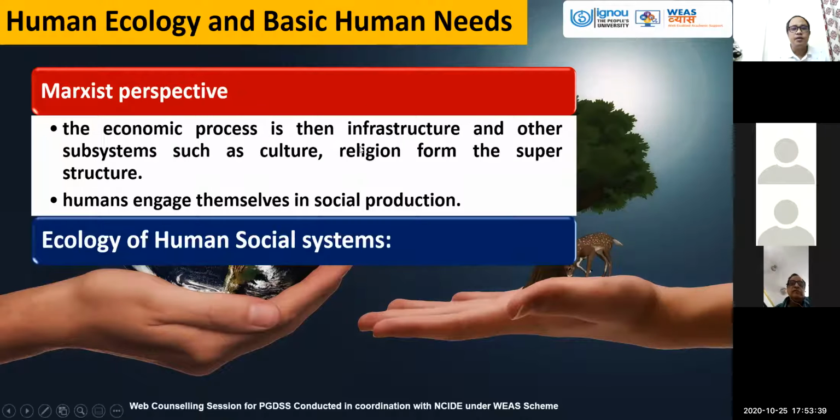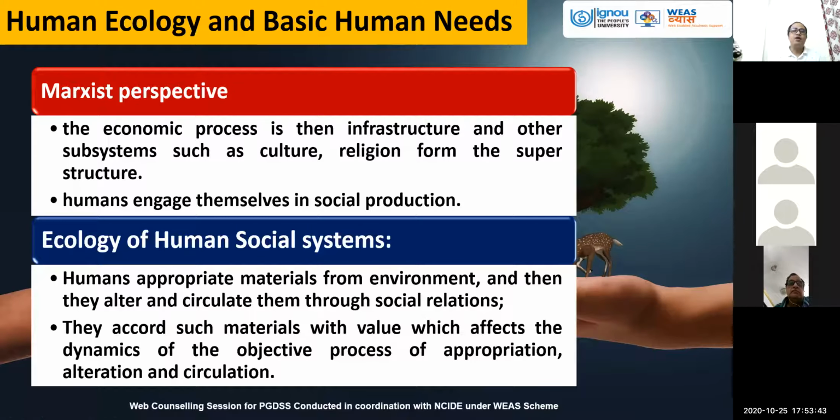Then, from the ecology of human social systems perspective, we see that humans appropriate material from the environment. We entirely depend on the existing necessary resources, and then we alter and circulate them through social relations. We have seen that in human civilization. Once we used to follow the barter system; now we are using currency, and money is a medium to share our resources from one community to another. In that way, we develop and circulate our social relationships. So they accord such material with value, which affects the dynamics of the objective process of appropriation, alteration, and circulation.